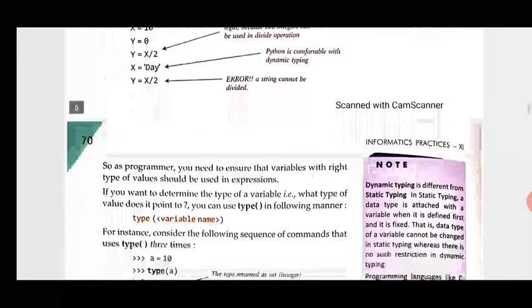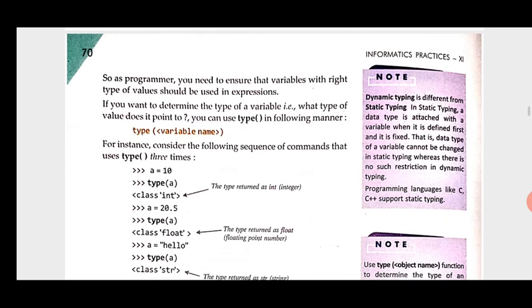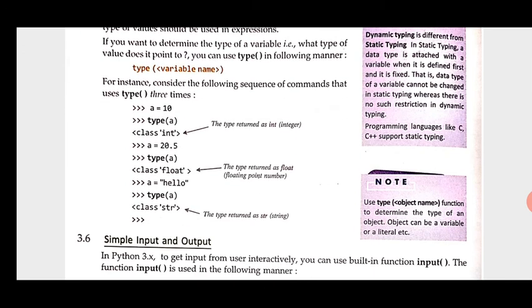To determine the type of a variable, the type function is used. Here you can see the type function. A is equal to 10, type A will return integer, because A is an integer type variable. Same, A is equal to 20.5, which is a float value, float means decimal value, so type A will return float. A is equal to "hello", type A returns string, str. So with the help of the type function, we can find out the data type of a variable in Python.